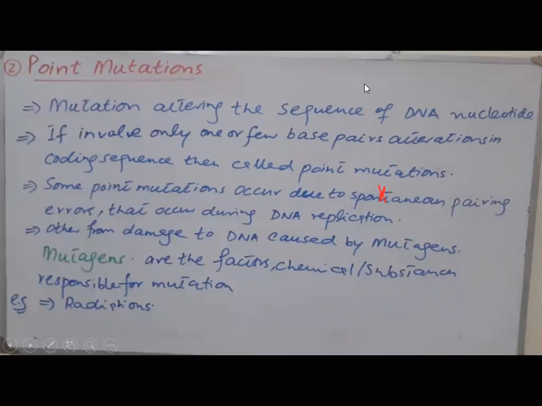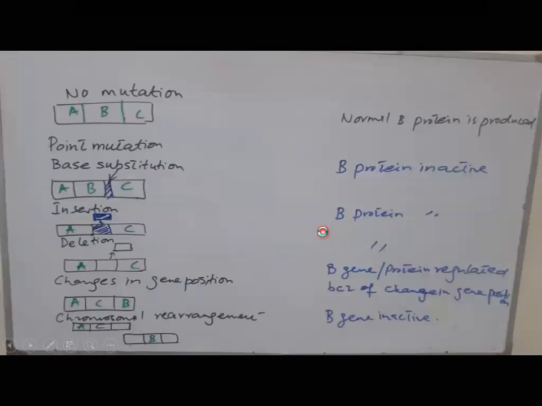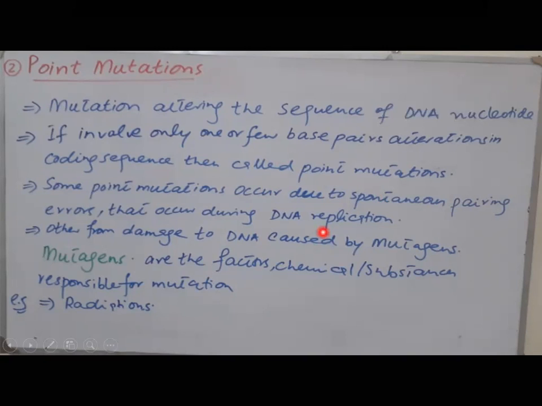For example, some point mutations occur due to spontaneous pairing and pairing errors that occur during DNA replication. If the alteration of a few bases is involved, this is called a point mutation. The other form is damage to the DNA caused by mutagens. Mutagens are the factors, the chemicals, substances, or radiation responsible for the process of mutation. These could be environmental, external factors. So the mutation could be internal or external.